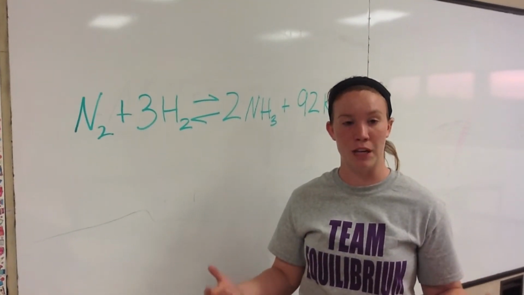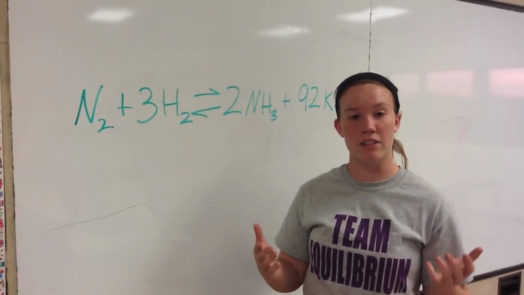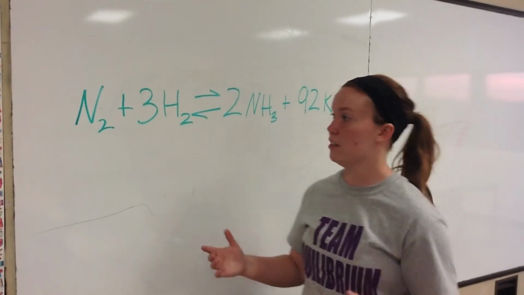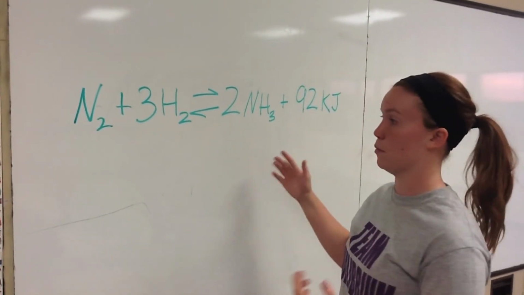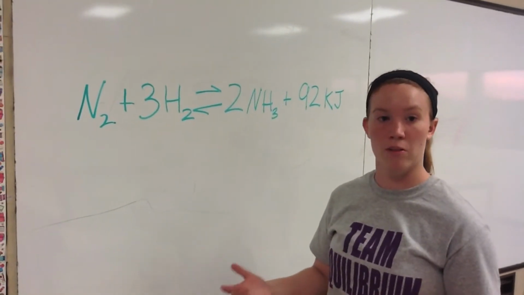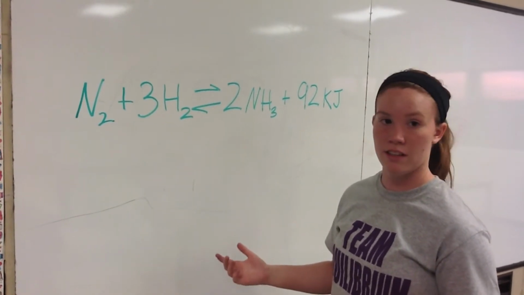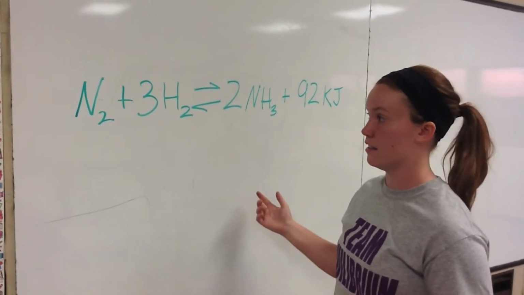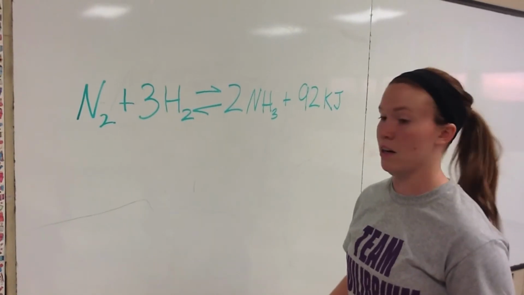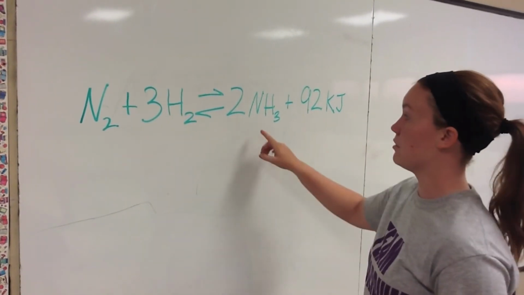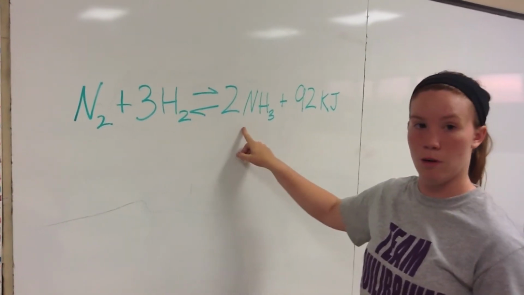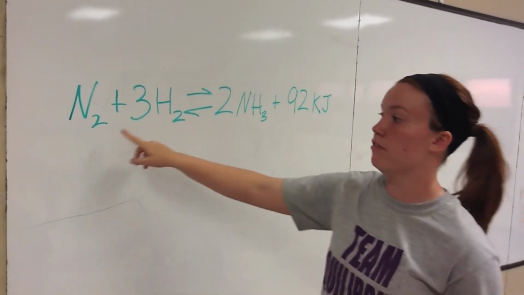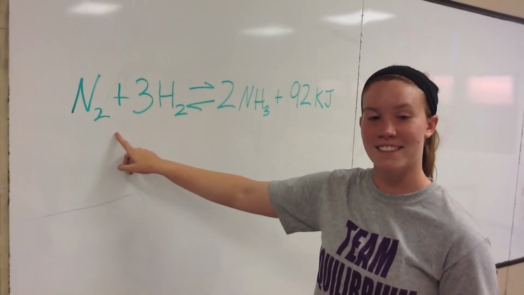What about a change in pressure? If we increase the pressure, the reaction will shift to the side that produces fewer moles. We can tell the number of moles by the coefficients of the products and reactants. Therefore, equilibrium, if we increase pressure, will shift to the right, because there are 2 moles on the right compared to 4 moles on the left.